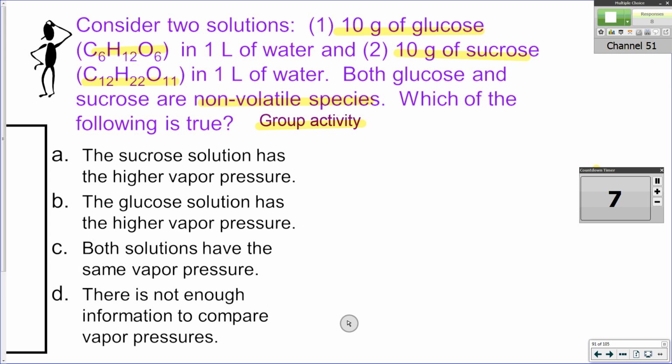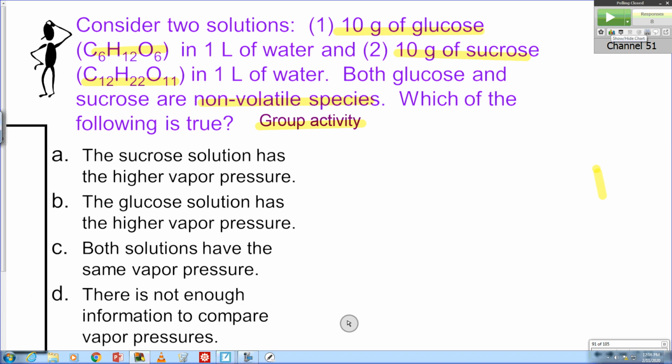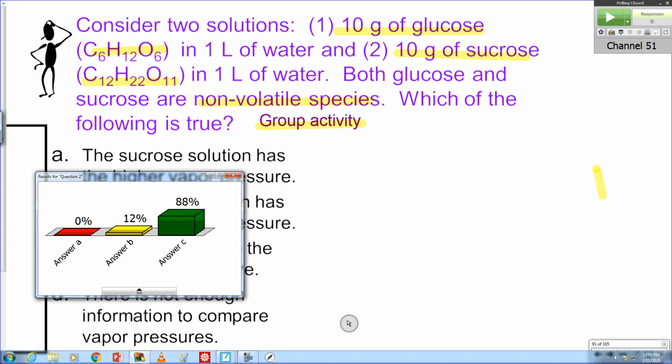Okay. Everybody's voted. Survey says it's not going to tell us. I don't know why it appears and then disappears.